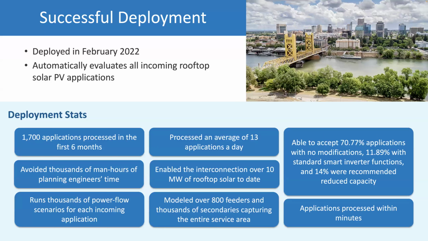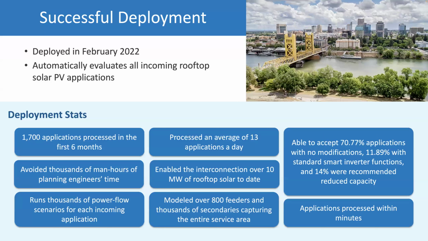It has now evaluated close to 5,000 applications, amounting to somewhere around 10 megawatts of rooftop solar. Our conservative estimate is that with the automation provided by PRECISE, especially with now factoring in volt VAR set points, custom volt VAR set points for every single application, we are saving about 40 to 45 minutes of distribution planning engineers' time per application. So this amounts to just under 4,000 man hours saved since the tool went online.